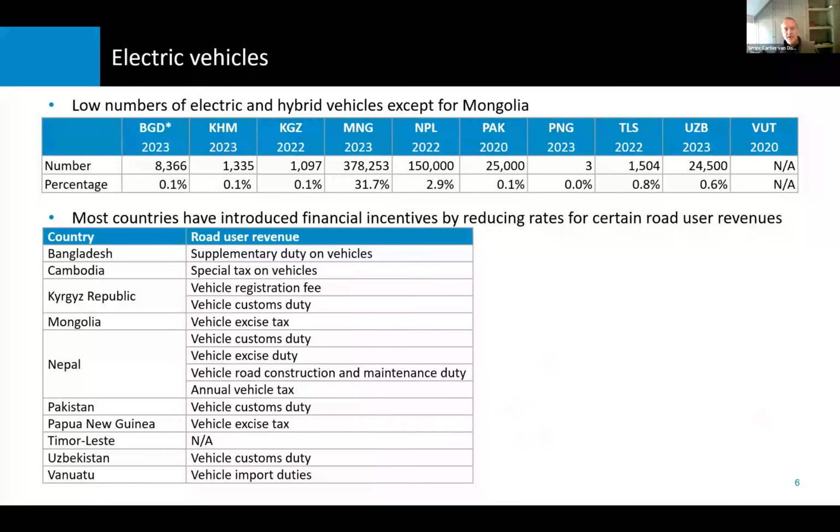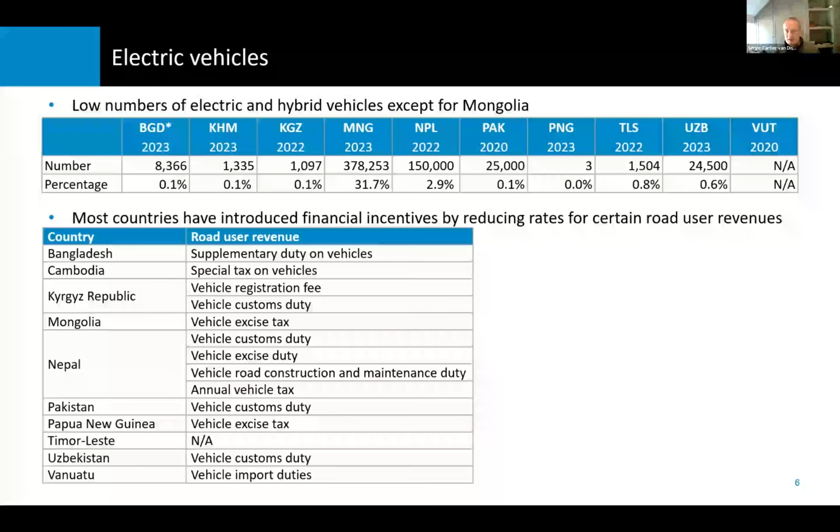Now, the number of electric and hybrid vehicles in these 10 study countries are still quite small. They're less than 1% in nearly all the countries, with the exception of Mongolia, that has a very high percentage of hybrid vehicles. Now, these are mainly second-hand Toyota Priuses from Japan, but they are hybrid vehicles. And Nepal, we see nearly 3%, which are mainly electric 2-wheelers, 2 3-wheelers that have been introduced over time.